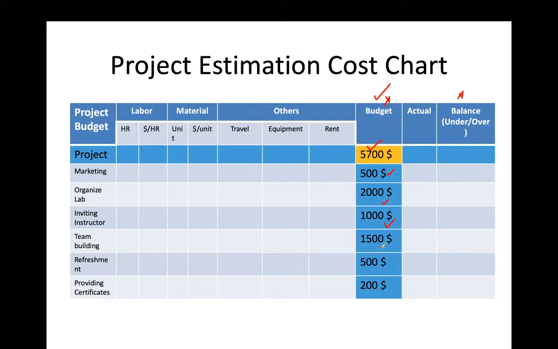For team building we have $1500, and for refreshment we kept $500, and for providing certificates we put 200 US dollars. So now we have a chart, we have activities, and we have our total budget. Now we will start estimation of the cost, and in the end we will see whether our estimated cost is under the given budget or over the budget.